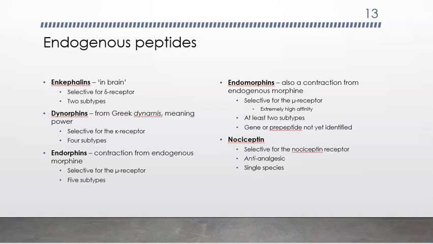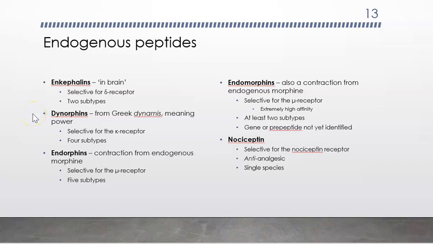So now let's go through some of the other ones. We've got the enkephalins. So this is in the brain. That's what its name kind of means if you break it down. It's selective for our delta receptors, and there are 2 subtypes. Now you don't need to know the subtypes, but there are 2 subtypes.